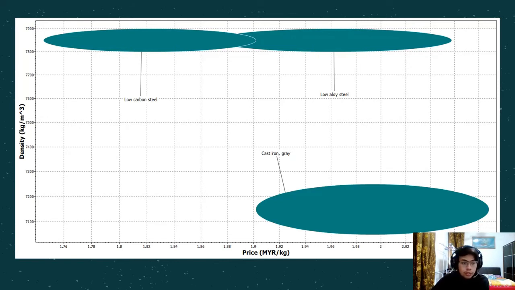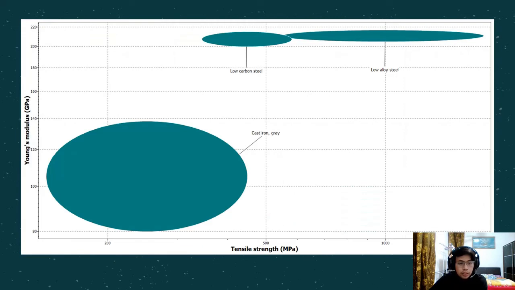In this graph we can see that the density of cast iron is the lowest compared to the other 2 materials. Having low density can make our camshaft very light, and the price for cast iron is relatively high. And in this graph, we can see that the Young's modulus and the tensile strength of cast iron are the lowest compared to the other 2 materials.